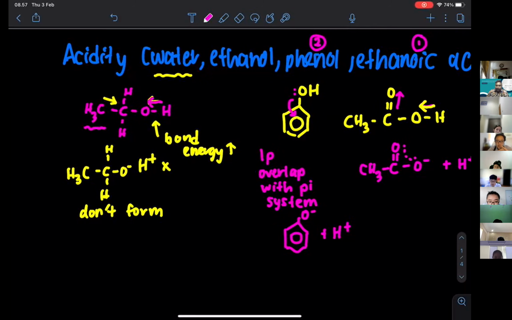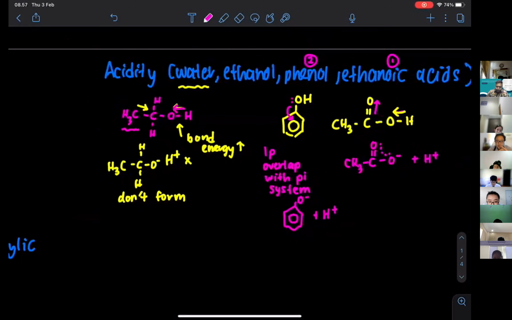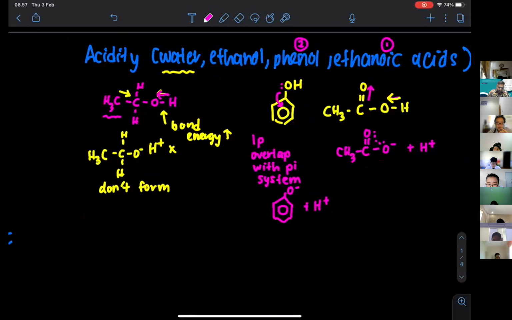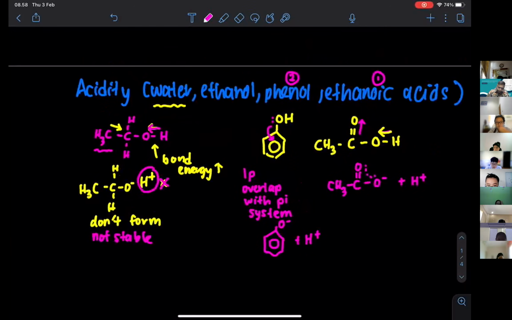So this ethoxide ion is not stable. Therefore, this H plus is not going to be formed easily. So that will put ethanol as the lowest acid compared to even water.